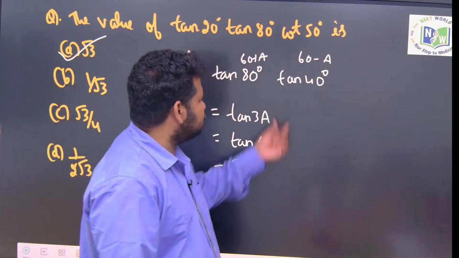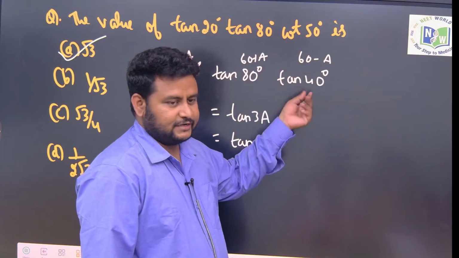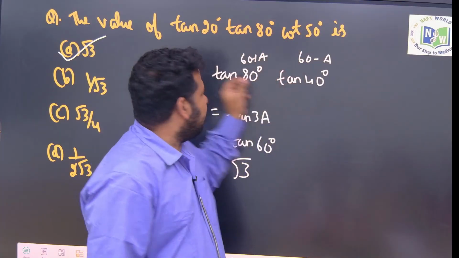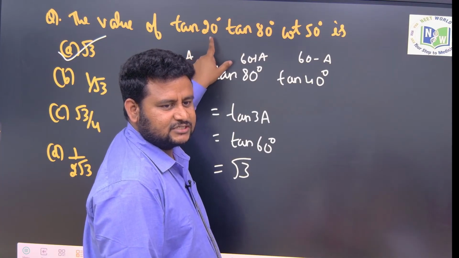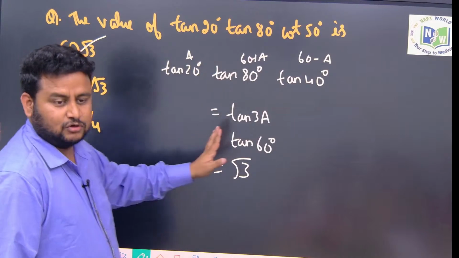In the exam, you should not waste your time writing this as tan 40. You should be able to identify quickly, and you have to look at only this. Tan of 3 into 20 is 60 degree, tan 60 is root 3. Directly go for the answer and go to the next question.